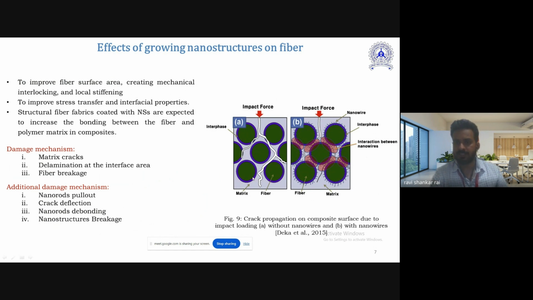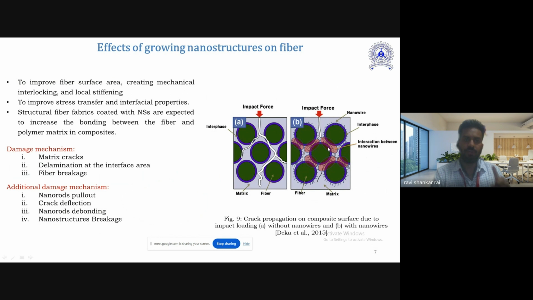You can see in our first diagram, if we apply an impact force, the direction of the force or crack growth will be like this. If we apply the impact force upon a nanostructured CFRP composite, we can see there is a deviation of the crack. Along with that, there is a higher interfacial surface area which will resist that load, and there is also an interaction between the nanomaterials. So overall, we are improving the stress transfer and interfacial properties.